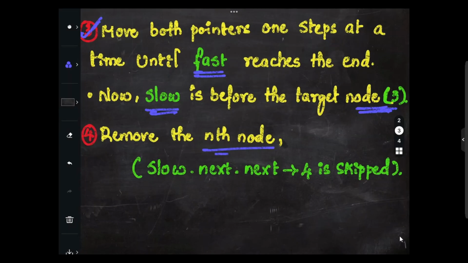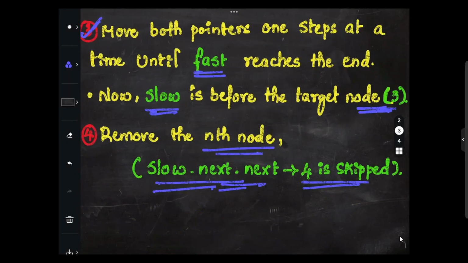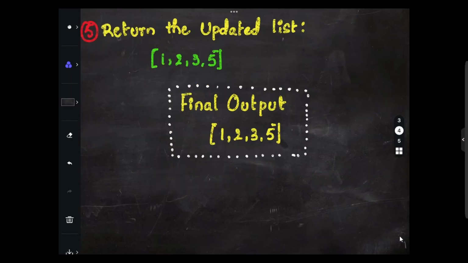Next step, we will remove the nth node. Nothing but slow dot next, this one 4, is skipped here in this case. When this is at 3, slow dot next will be 4, right? So we will be skipping this one, means we will be deleting this one. When we delete this one, we get 1 2 3 and 5. So we will remove the nth node, nothing but slow dot next 4 is skipped in this case.